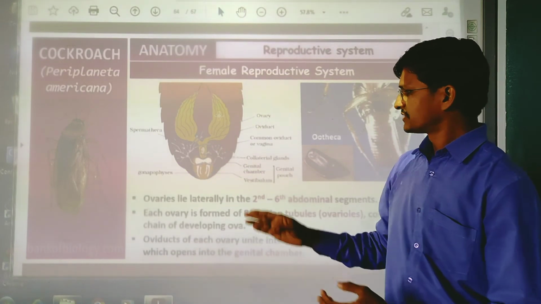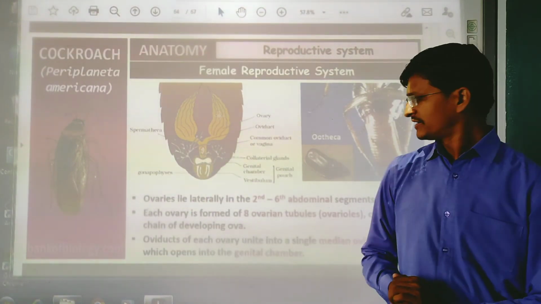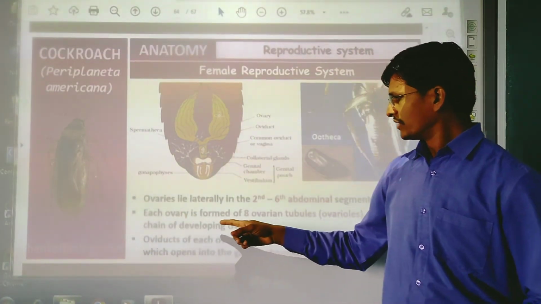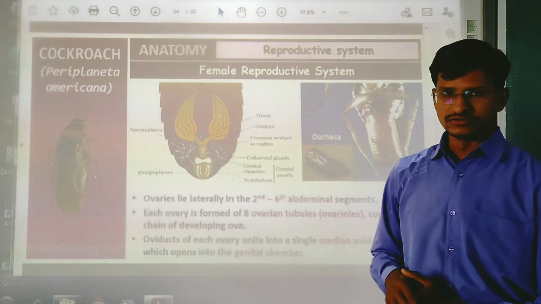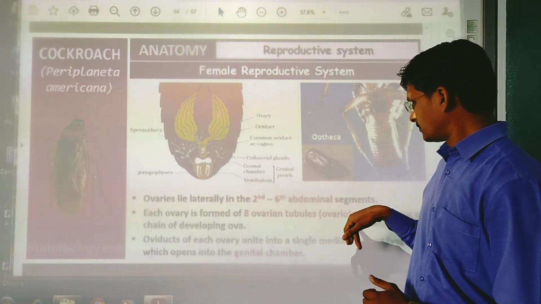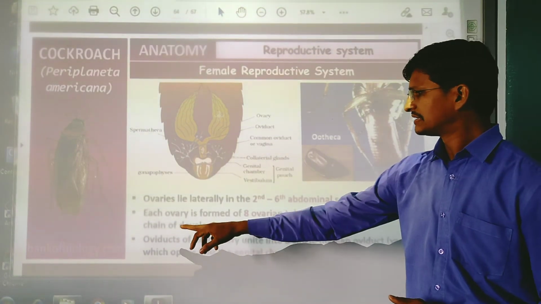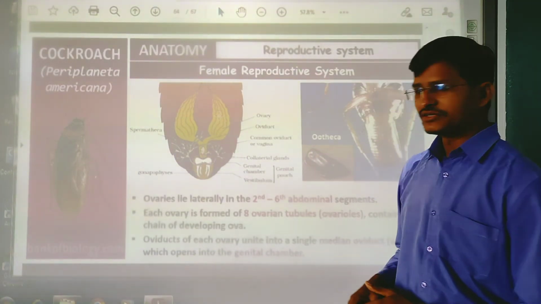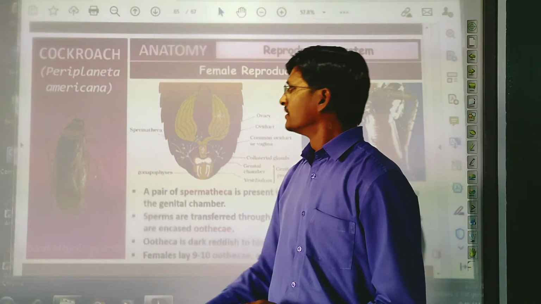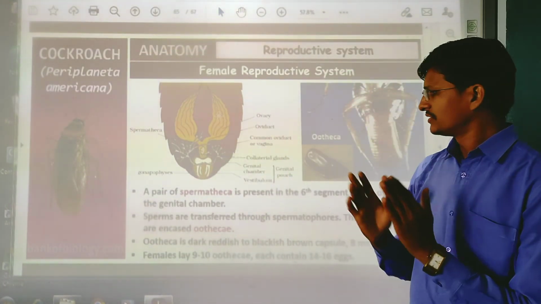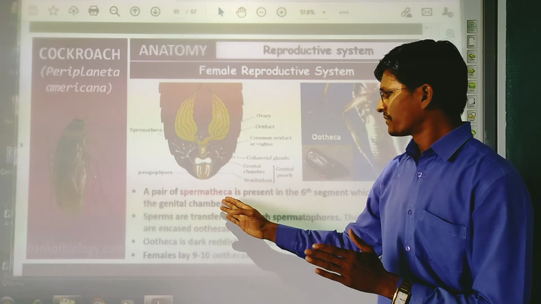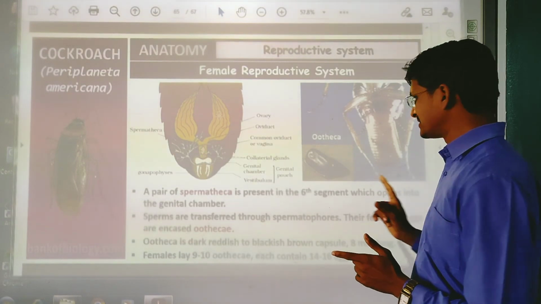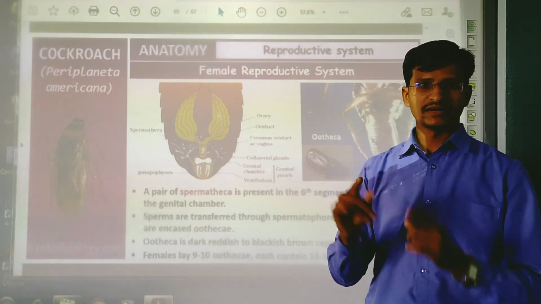In the female reproductive system, the ovaries lie laterally in the 2nd to 6th abdominal segments. In the male it was 4 to 6. Each ovary is formed by 8 ovarian tubules, or ovarioles, containing a chain of developing ova. So in that, ootheca, and the genital chambers are there in the female reproductive system. The main thing we need to know: a pair of spermatheca is present in the 6th segment, which opens into the genital chamber. It can be asked in the exam.